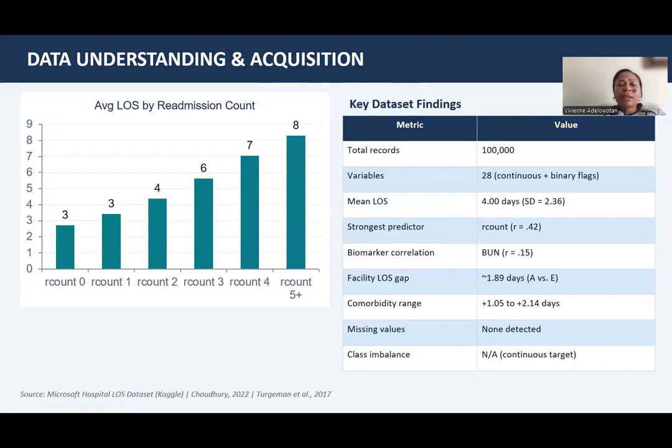Data understanding and acquisition. The readmission count is the single strongest predictor of length of stay, ranging from 2.72 days for first-time admissions to 8.29 days for patients with 5 or more prior readmissions. I know this alone explains a large portion of the variance and is the top feature in all 3 models.